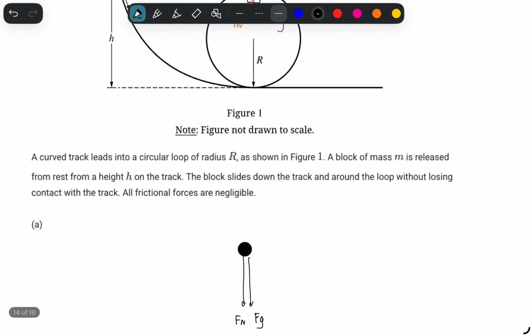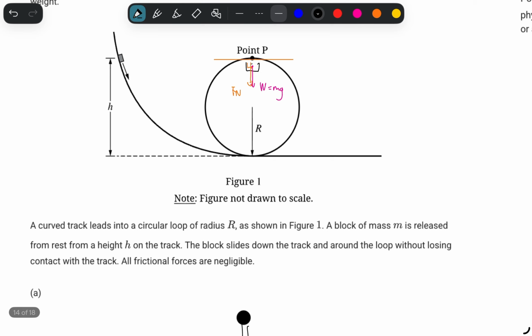Let's look at our problem. Well, at our initial state, this is going to be when you're released from height h, right? So up here, let's find all of our energy. We have kinetic energy and we have gravitational potential energy. Here, kinetic energy will equal 0. We'll just have UG, and our total energy is just composed of UG at this moment. However, when we're at point P, our energy is going to be equal to kinetic energy plus UG.